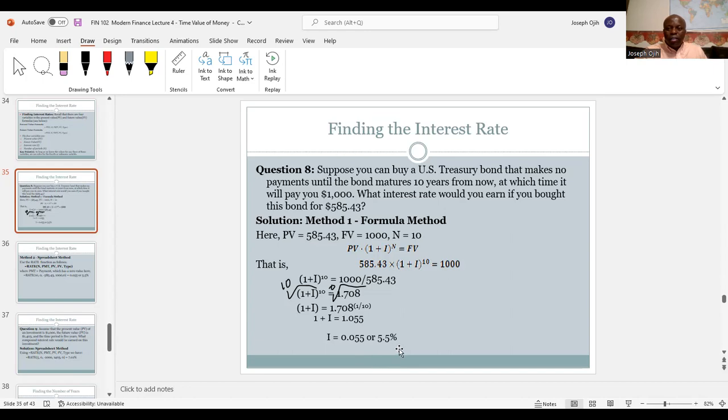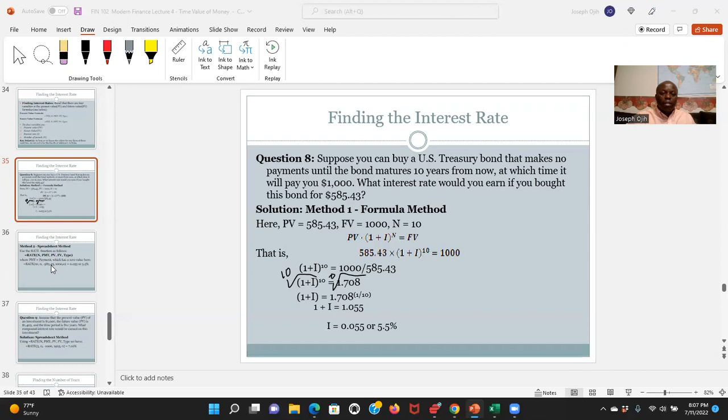So you can see that this takes a longer time to do. That's why we use either Excel or a financial calculator. So this is method 1. I will now show you method 2, which is faster: Excel.